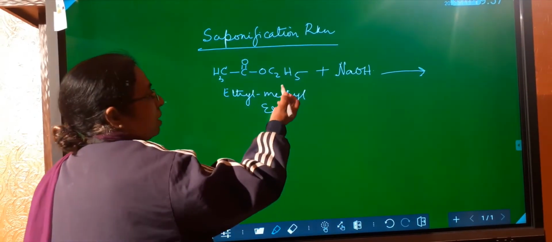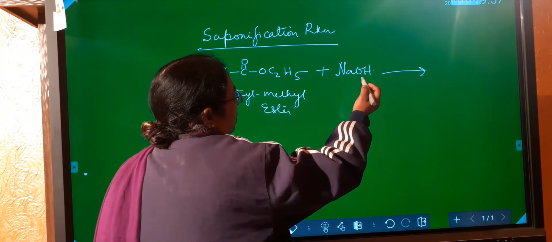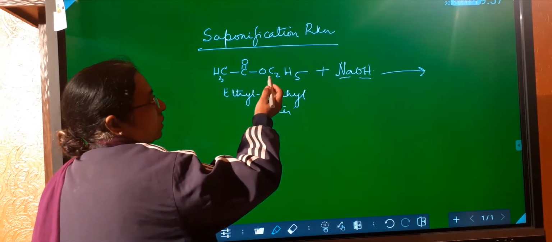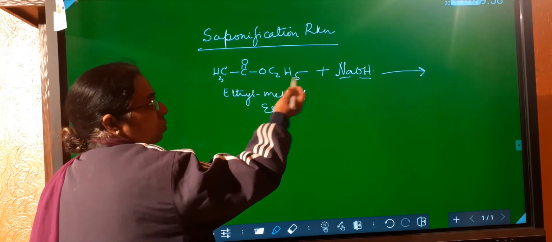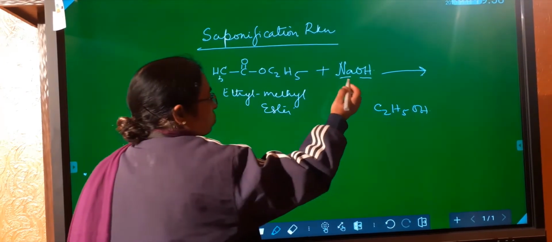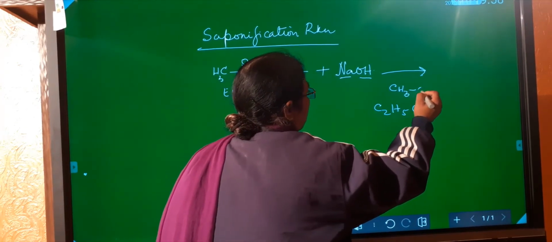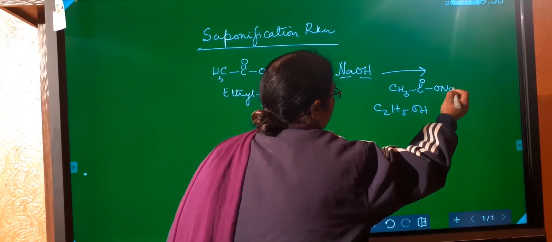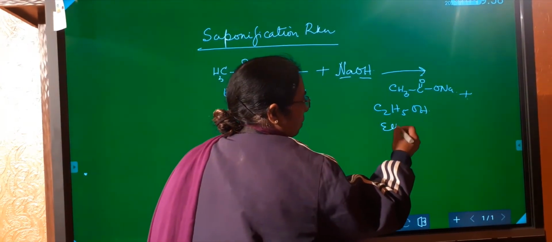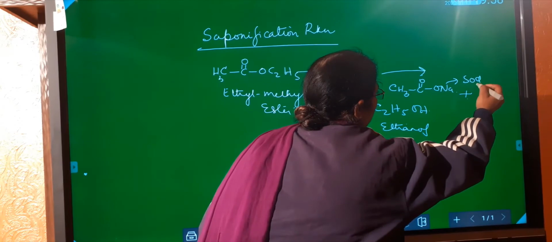So what will happen? Now this OH will attach with the C2H5, it will become C2H5OH, that means alcohol is regenerated. And this sodium will react with the acid, that is CH3COONa. So we get sodium ethanoate and ethanol. Ethanol is regenerated, and we get sodium ethanoate.